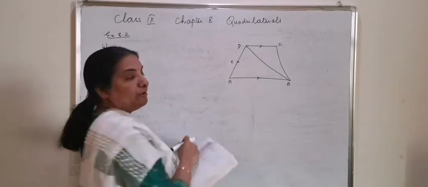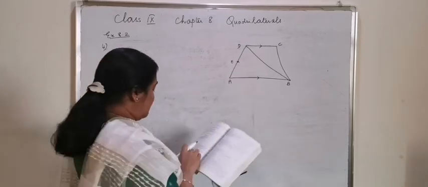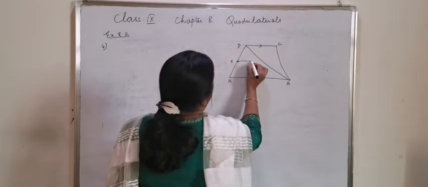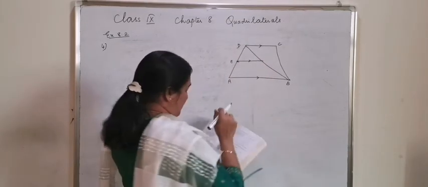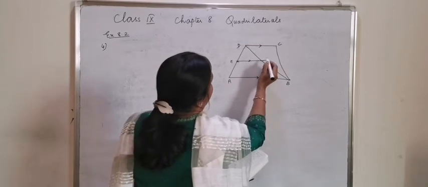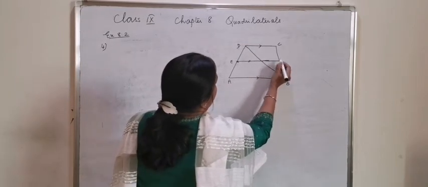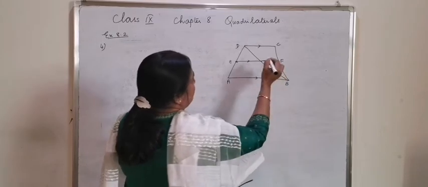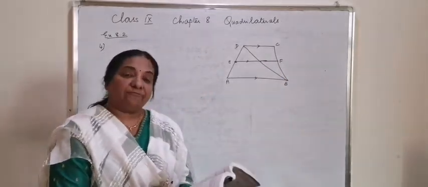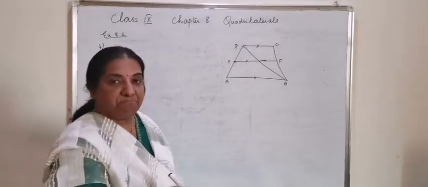E is the midpoint of AD. A line through E parallel to AB. We have drawn a line through E parallel to AB and it meets BC at F. What we have to prove is that F is the midpoint of BC.